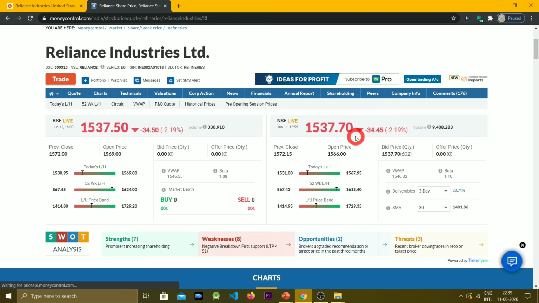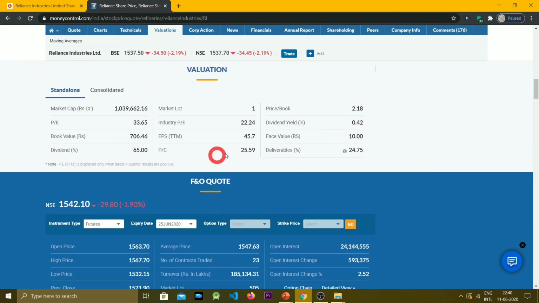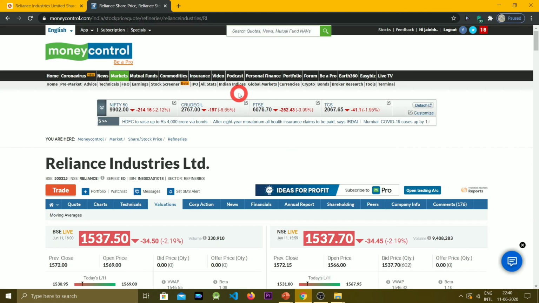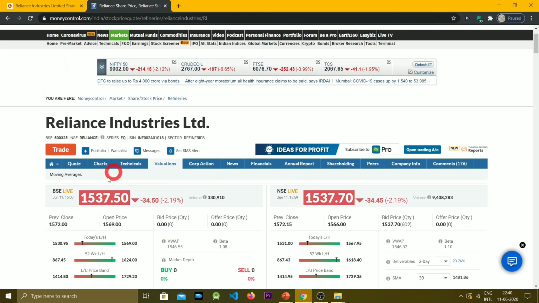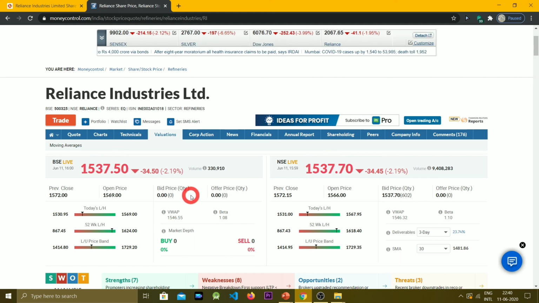So now we will see how you can find the earnings per share. Here on the website of Money Control itself, you can see on the navigation tab, valuations written as a link. Click on that and you will be redirected to the valuation section. Now here, as you can see, EPS is written. Like in the case of Reliance, it is 45.7. So it is different for every script, and this is the way you can find the current market price and the EPS of a share.